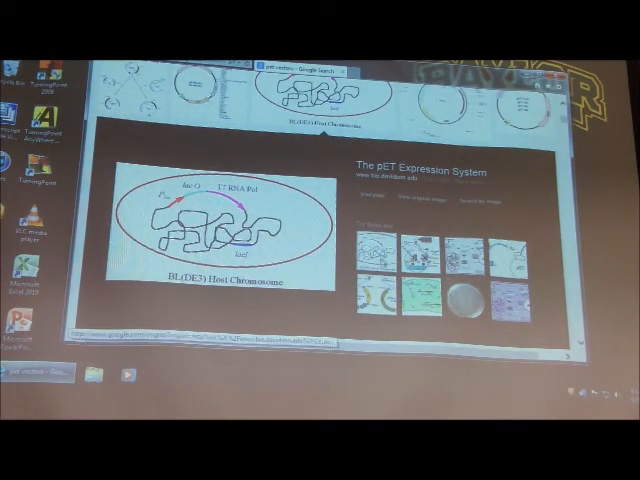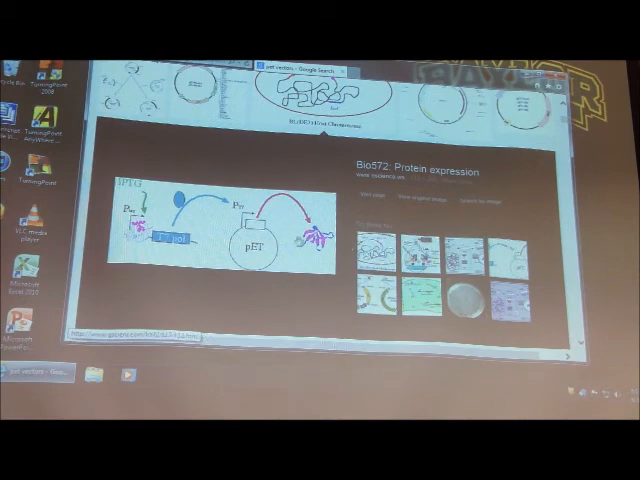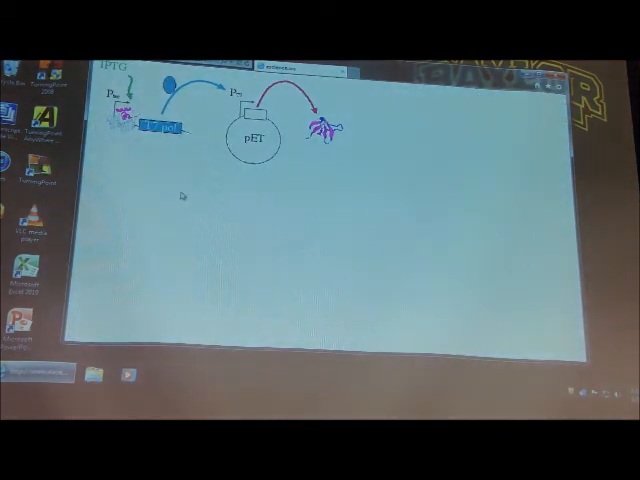But basically, let's see. Yeah, here we go. Okay. If we look at this one, we have a different promoter which is driving the production of T7 RNA polymerase. Then that RNA polymerase will land on this promoter, the T7 promoter, and then we get our protein. This particular promoter is the PTAC promoter, and there are other inducible promoters as well.